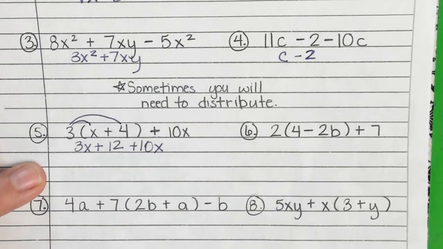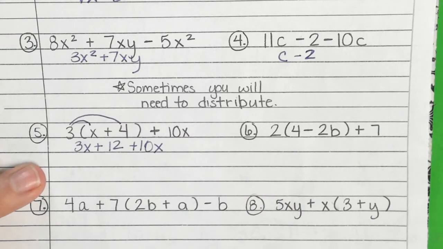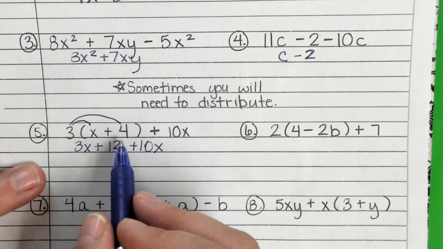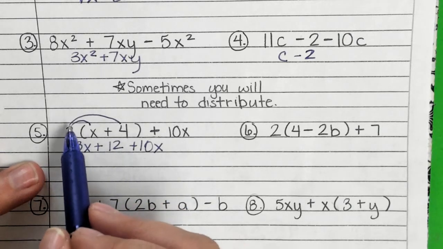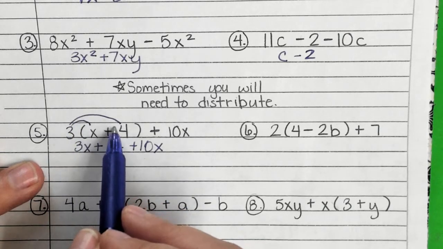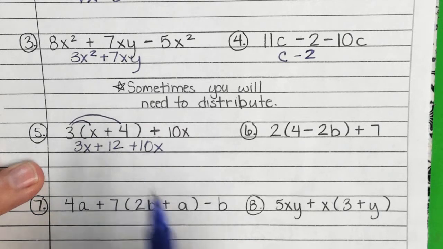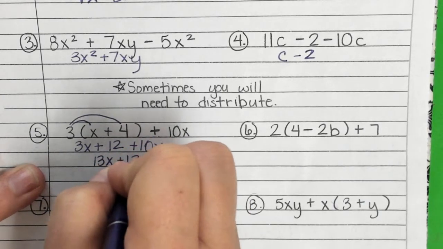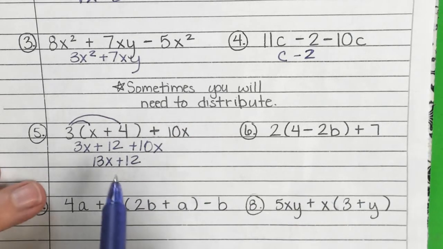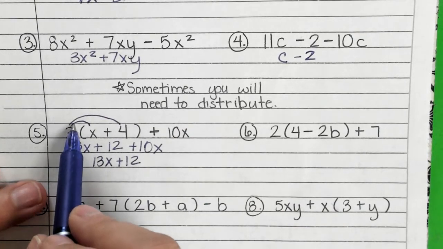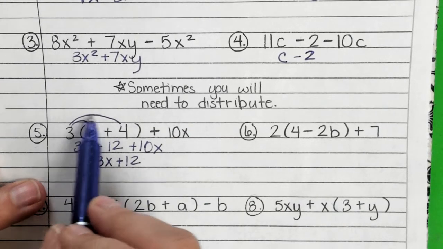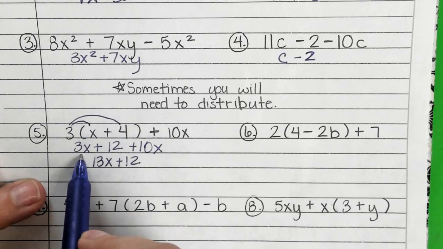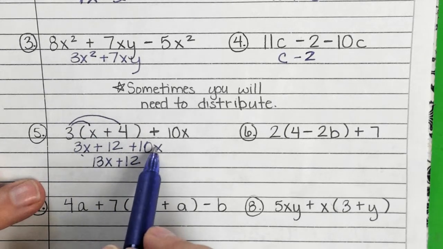Now, once I'm to this point, do I have anything I can combine? Yes. Remember like we did yesterday, distributive property, 3x plus 12 plus 10x. So that would be what x? 13x plus 12. Remember yesterday when we did distributive property, this is the same thing as saying 3 times x plus 3 times 4. 3x plus 10x.